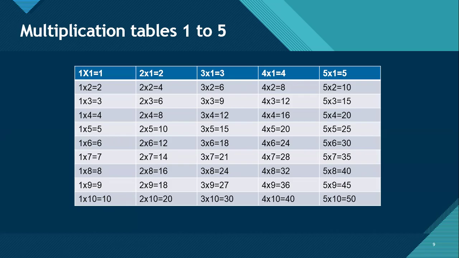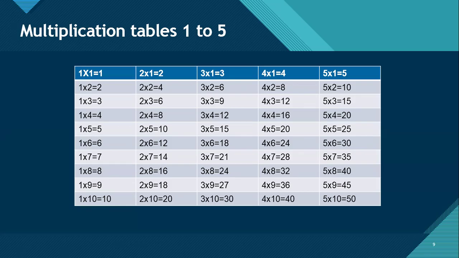How will we read it? 3 ones are 3. 3 twos are 6. 3 threes are 9. 3 fours are 12. 3 fives are 15. 3 sixes are 18. 3 sevens are 21. 3 eights are 24. 3 nines are 27. 3 tens are 30. Similarly, table of 4.